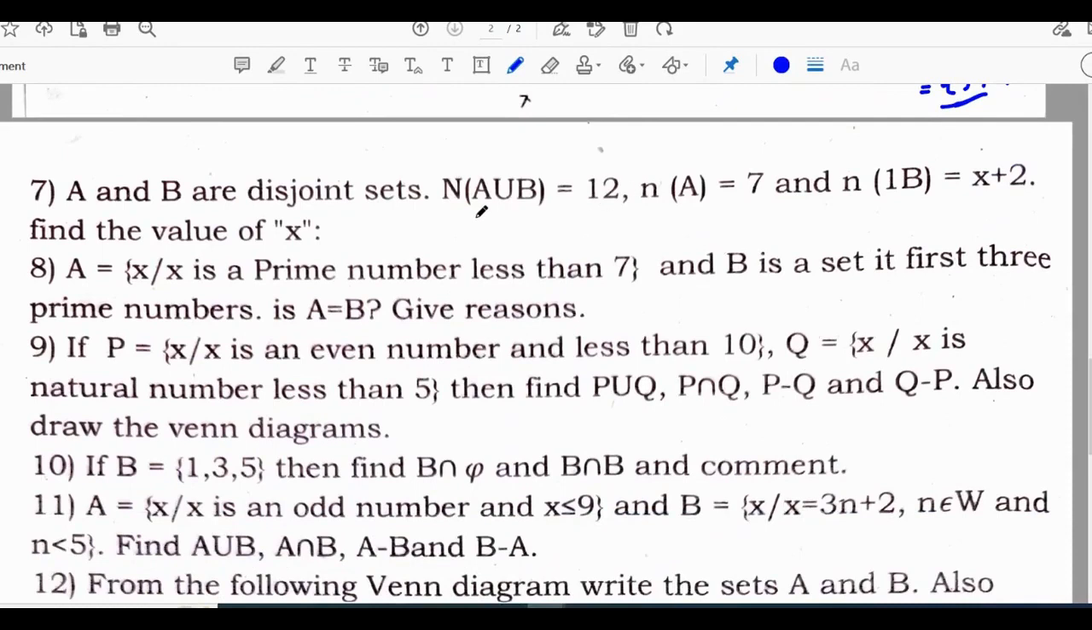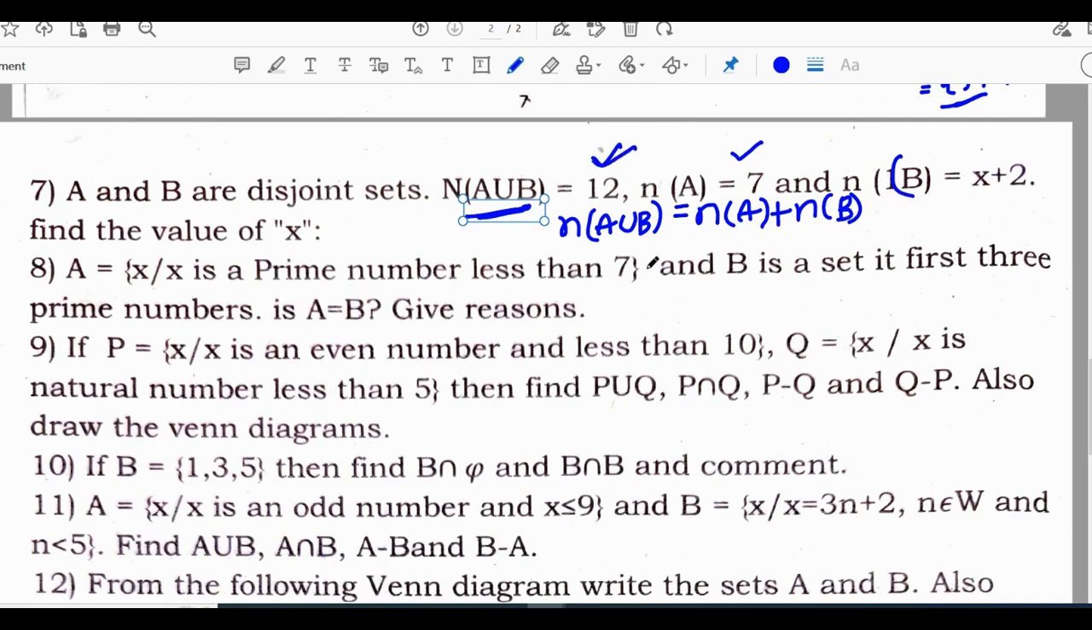Seventh question: A and B are disjoint sets. They are not joint, students. Remember, n of A union B is 12, n of A is 7, n of B is x plus 2. Find the value of x. We have just now discussed n of A union B is equal to n of A plus n of B for disjoint sets. This is the formula for disjoint sets. For joint sets, we have minus n of A intersection B.